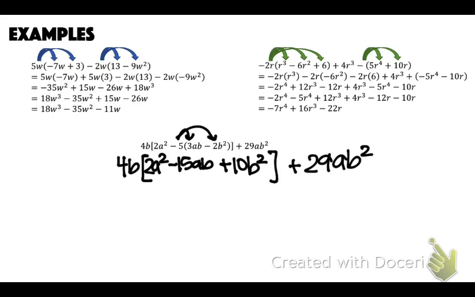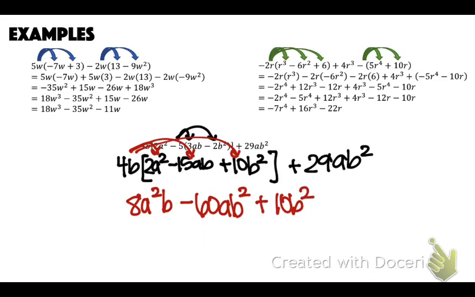Okay. Now I need to distribute this into all of these. So 4b times 2a squared is 8a squared b. 4b times negative 15ab, well, 4 times 15, let's think, well, 15 times 2 is 30, and then, so 15 times 4, you just have to double that, that's going to be 60. So that's going to be minus 60a, and then b times b is b squared, and then plus 10b squared, plus 29ab squared.